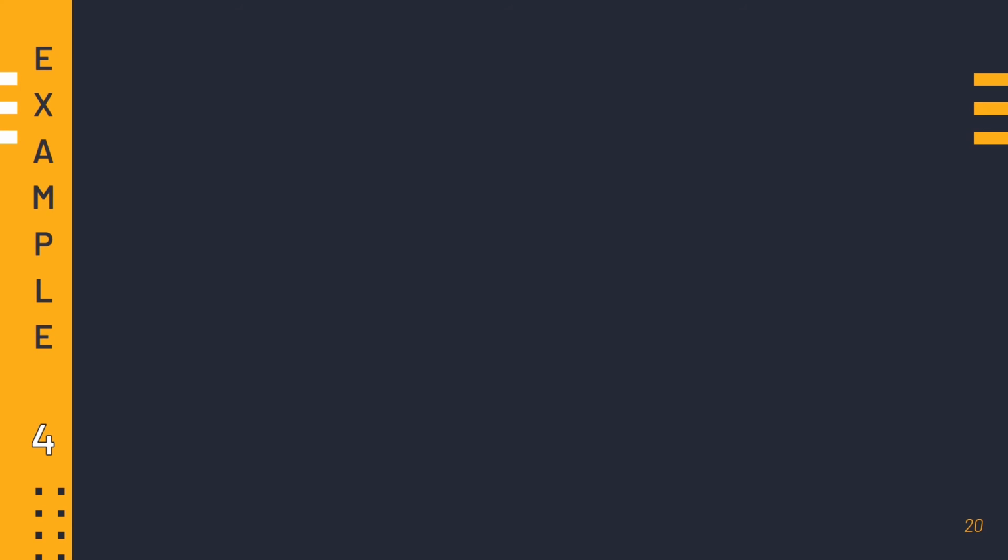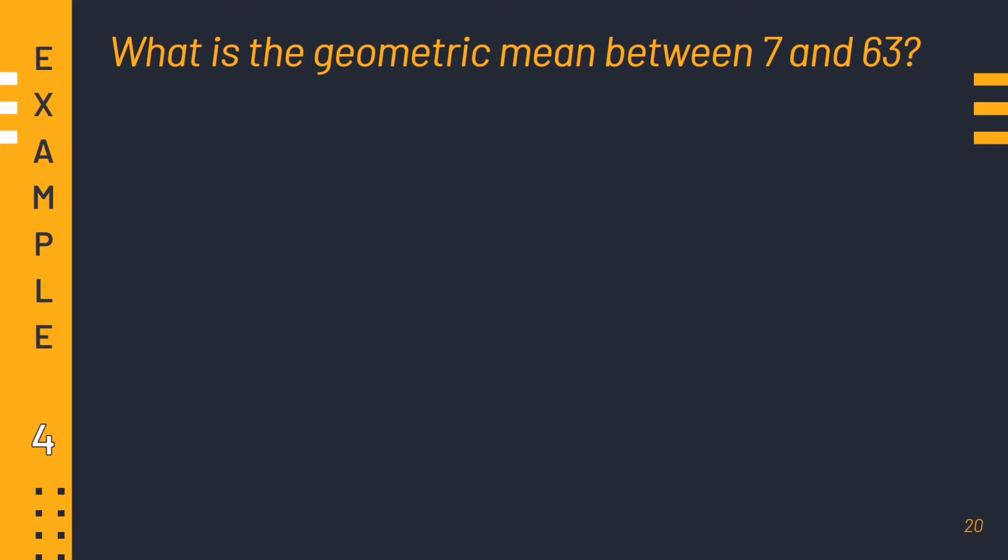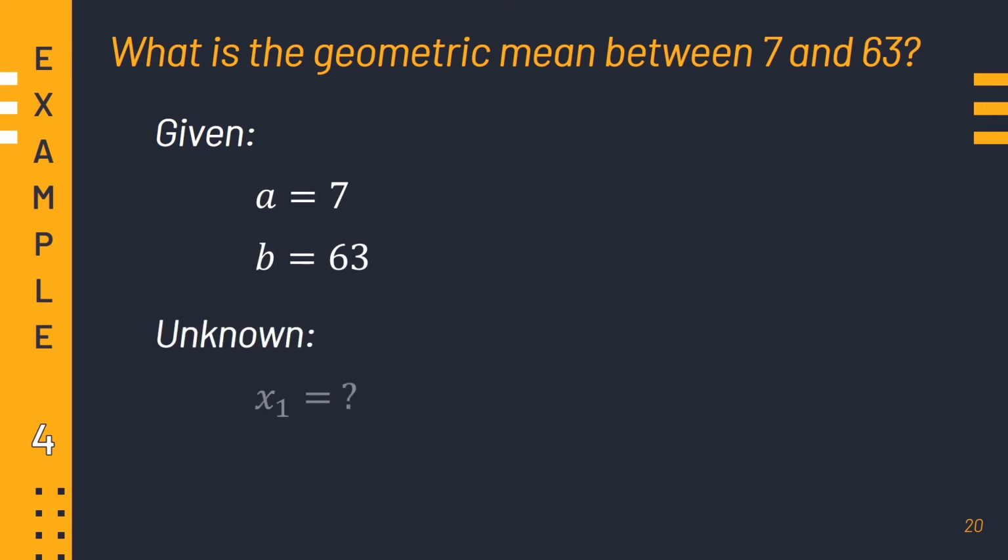Sample problem on solving for a missing geometric mean of a given sequence. What is the geometric mean between 7 and 63? On this problem, we may take the value of a as 7 and the value of b as 63. And obviously, the unknown is x sub 1. We will be using the formula x sub 1 is equal to positive or negative square root of the product of a and b to solve for the unknown.